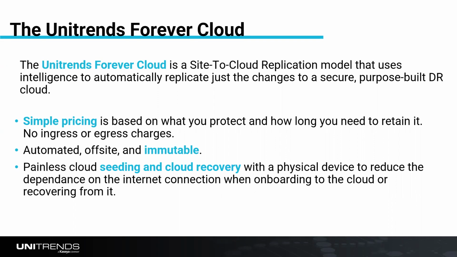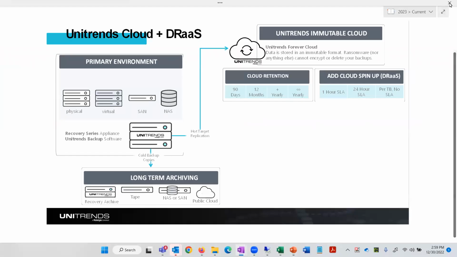Automated, offsite, and immutable. Simply put, it can't be touched, edited, or deleted from the local appliance or the local environment once it is written to the Unitrends cloud. We provide painless cloud seeding and cloud recovery using a physical device so that you don't have to rely on your internet connection for that onboarding, first full backup, or when you're recovering your data. Let's take a look at how this looks a little closer.